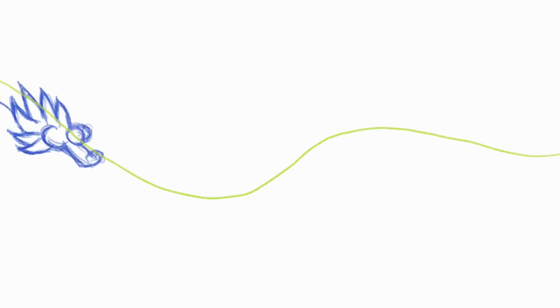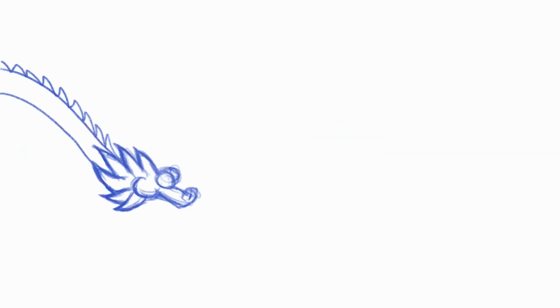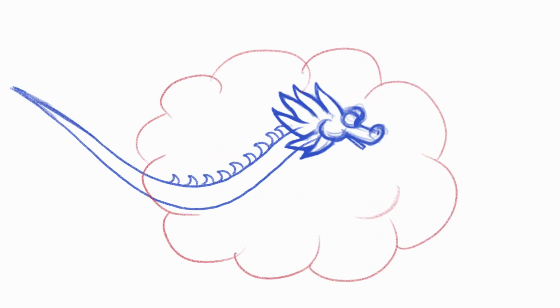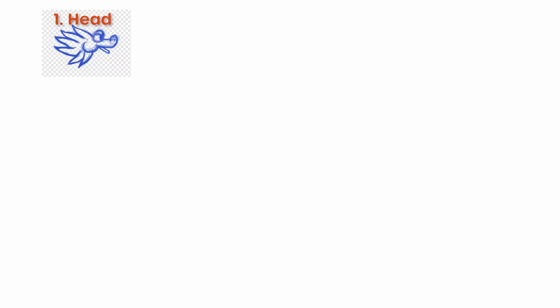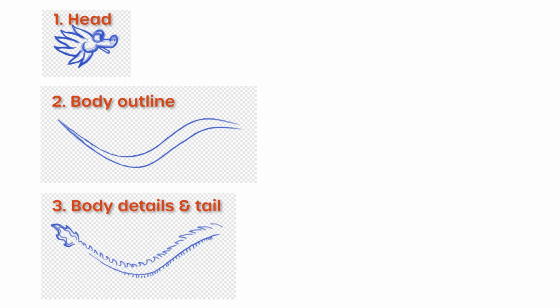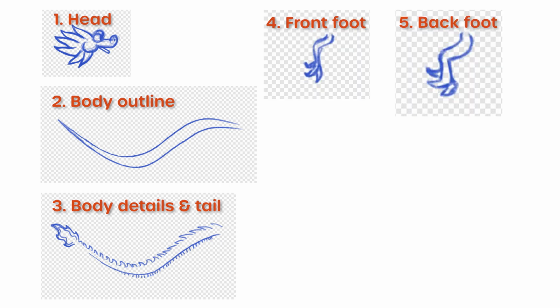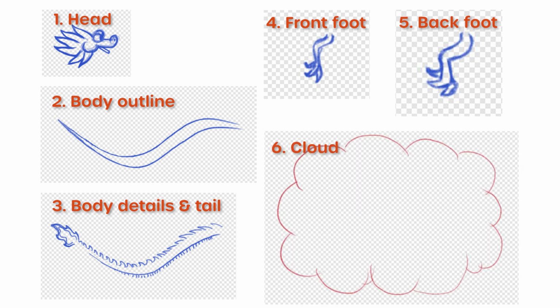And as mentioned, make sure to isolate each element on different layers and animate each from start to finish, frame by frame until the very last one, before moving on to the next element. The order that I recommend is: first start with the head, next is the basic body outline, then add the body details and the tail, next move on to the front foot, and in another layer the back foot. That's because I animated them slightly differently. Finally, have a separate layer for the cloud.